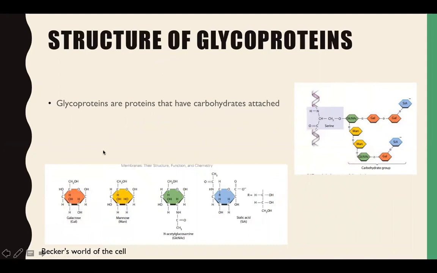Structure of glycoproteins. As stated before, they contain a protein covalently bonded to carbohydrates. These images were collected from our book, The Becker's World of the Cell. And here are the different types of sugars or carbohydrates that could be bonded to the protein. Basically the term defines itself: glyco, sugar, and then proteins.